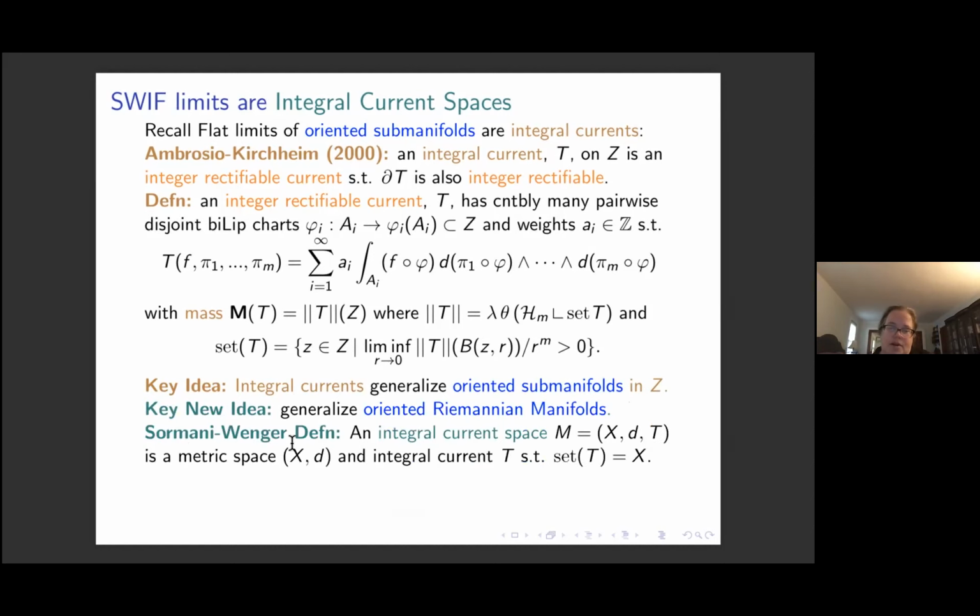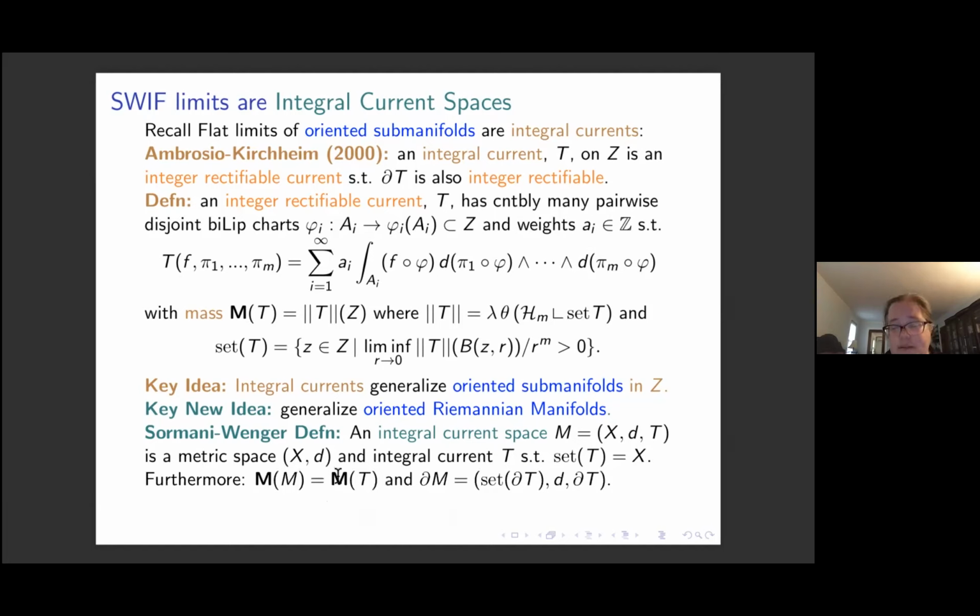And so Wenger and I defined an integral current space to be a metric space (X, d, T) with this integral current T, and we require the integral current T to have its set equal the entire X. So X becomes a rectifiable metric space, and it is covered by the charts almost everywhere.